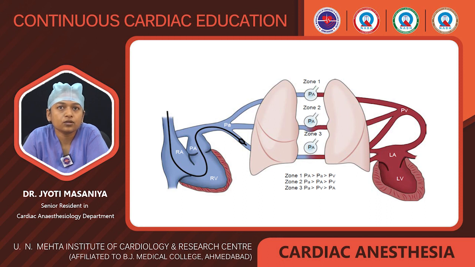Because if you see zone 1 and zone 2, in zone 1 alveolar pressure is higher than the pulmonary arterial pressure, and in zone 2, although pulmonary arterial pressure is higher than the alveolar pressure, still alveolar pressure is higher than the pulmonary venous pressure. So if the catheter tip resides in either zone 1 or zone 2, it more reflects alveolar pressure rather than the LA pressure. So we should place this PA catheter tip in zone 3.